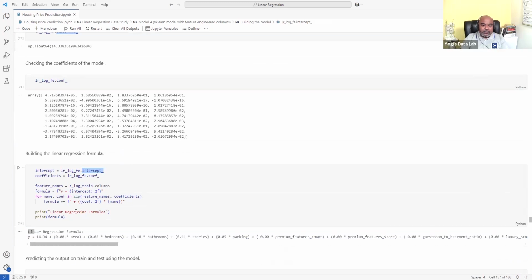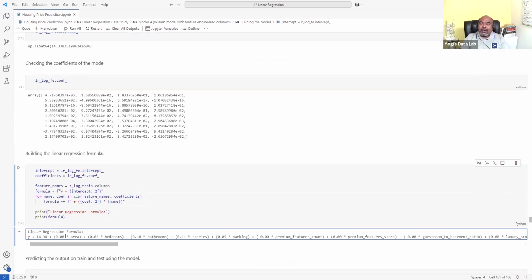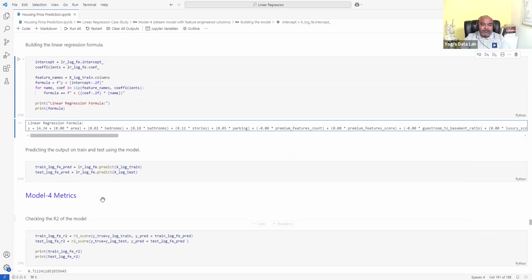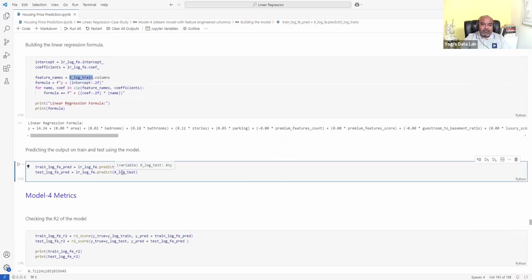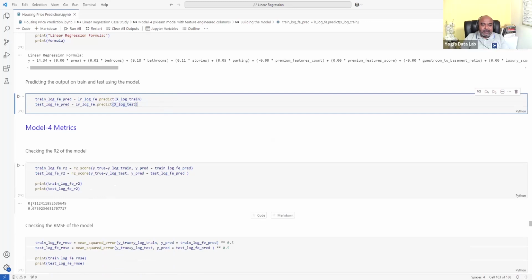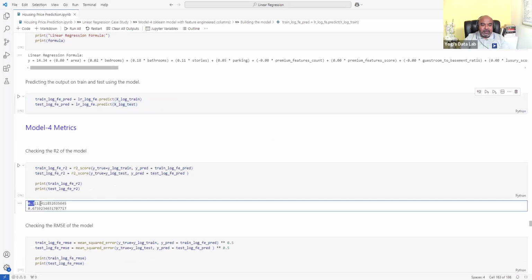This is the equation that you have got for linear regression with your feature engineered columns. Let us predict it. So I'm predicting on my train and the test set. And when I look at the R square, I see that my R square has significantly improved further. It has become 71% and 67%.